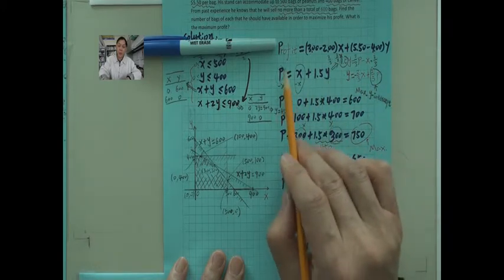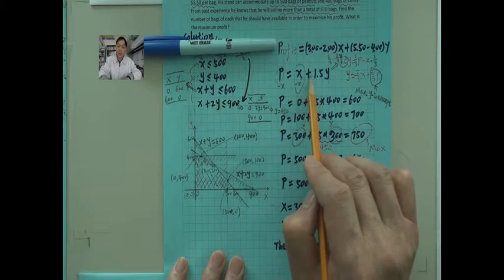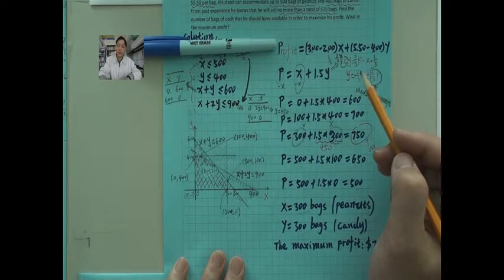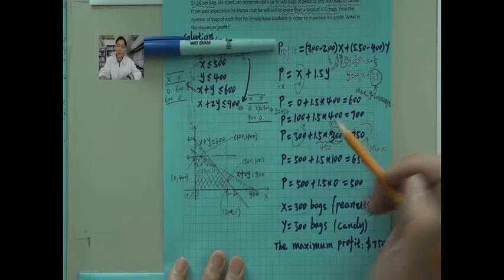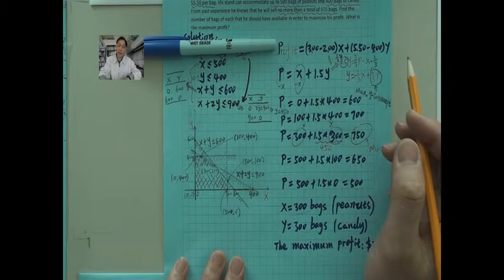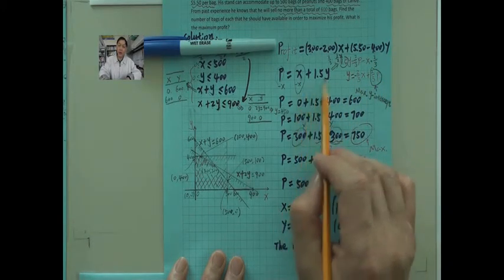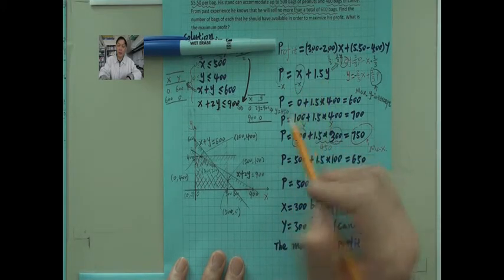Look. We want to maximize P. P equals X plus 1.5Y. Let's solve for Y. Okay? Solve for Y. Why do we need to do that? You will see in next lecture. Okay. To solve for Y, both sides minus X means to isolate Y.